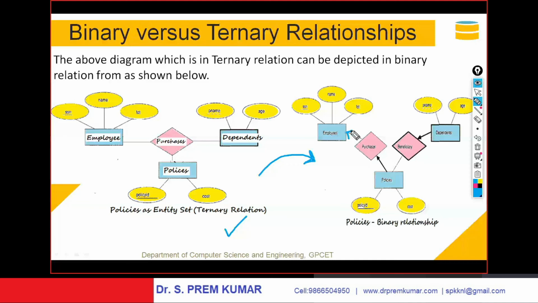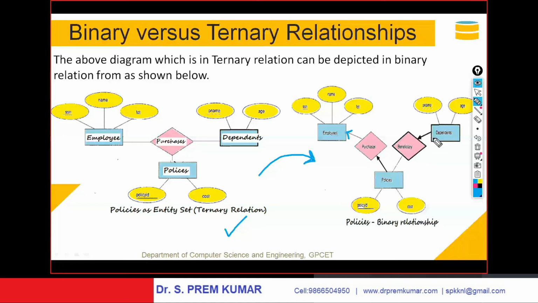Here you don't have an arrowhead. Each employee purchases many policies, insurance policies. He will take health insurance, he will take life insurance, he will take accident coverage. He can take many policies. That's the meaning. Each employee takes many policies.